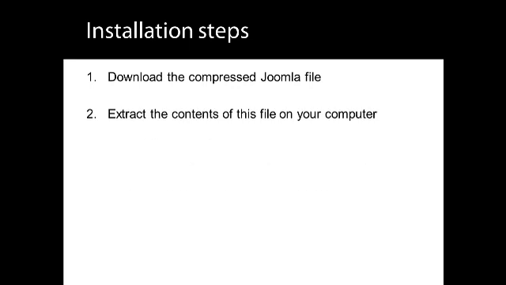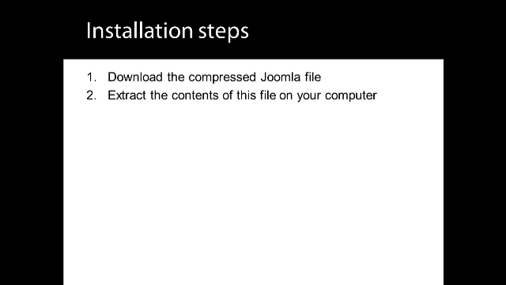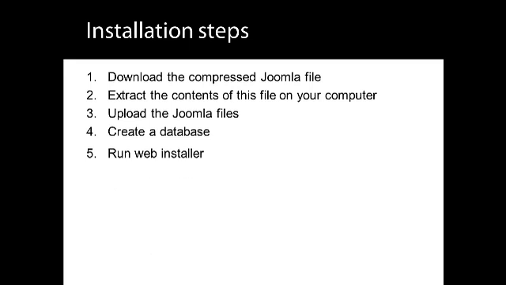The steps to install Joomla manually are: 1. Download the compressed Joomla file. 2. Extract the contents of this file on your local computer. 3. Upload the Joomla files to your hosting account. 4. Create a database at your hosting account. And 5. Run through the Joomla web installer. There are various ways to complete this process, but the first 3 steps are always required, and that's what's demonstrated in this lesson.